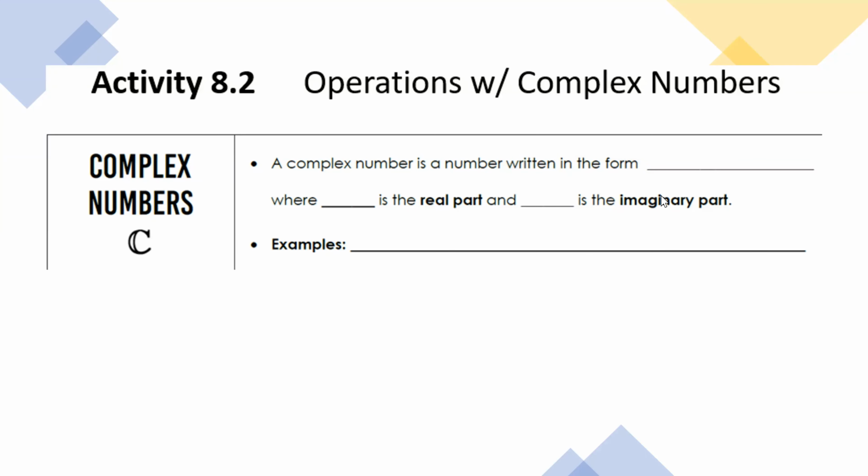All right, so today we're going to be doing operations with complex numbers. And let's talk about what a complex number is. A complex number is written in this format, a plus bi, where a is the real part and bi is the imaginary part. And here are some examples.